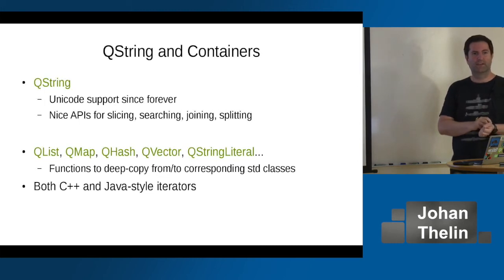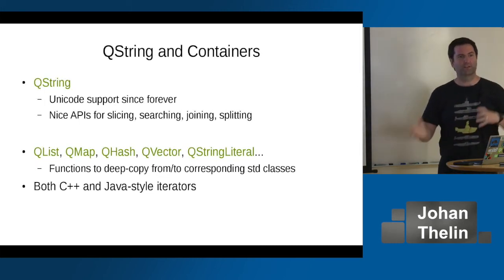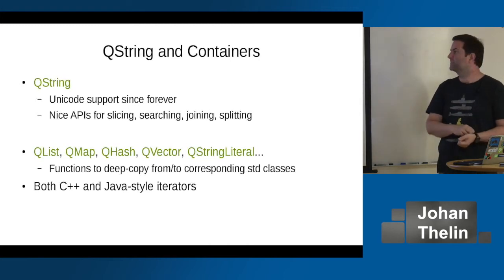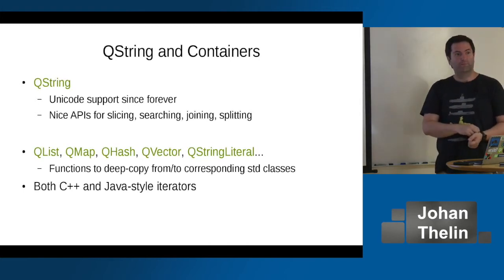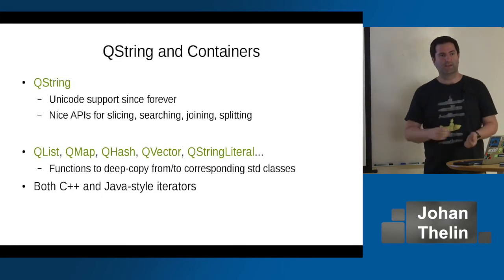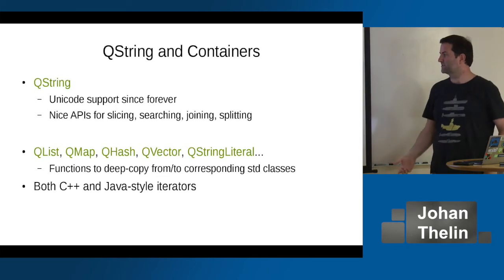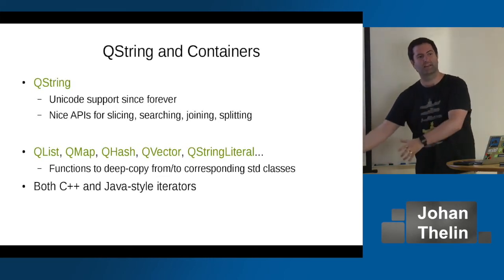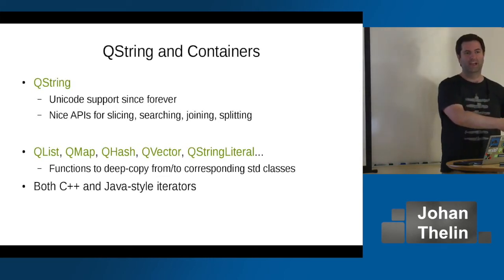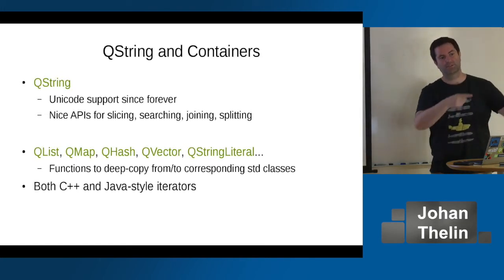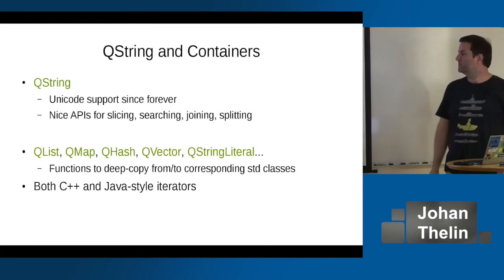So if you split a string from QString, you get the QStringList. You don't get a standard string list with wide characters, for instance. But if you want to cross the bridge in between Qt containers and non-Qt containers, you have functions to sort of do deep copies from standard containers to Qt and the other way around. So you don't just share sort of the reference to the element.